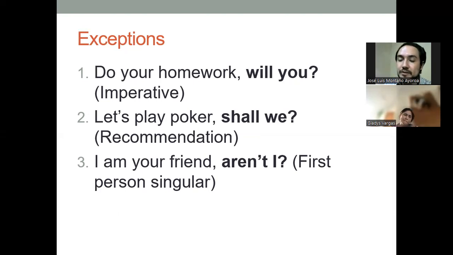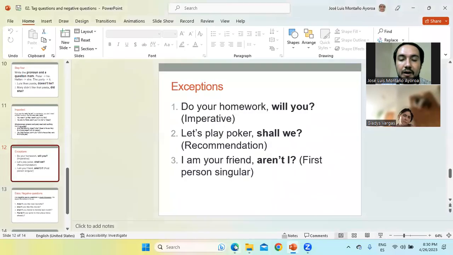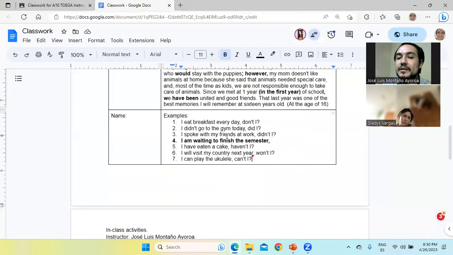Okay, so if that's the logic, Gladys, how is then your sentence number 4? How can you complete number 4? I'm waiting to finish the semester. It's the exception that we saw. If you see the verb to be, don't see anything else but the verb to be. That's the only word that we care about.